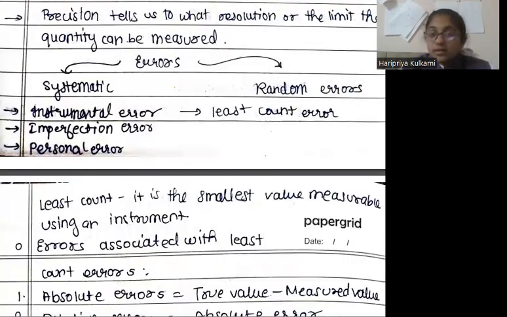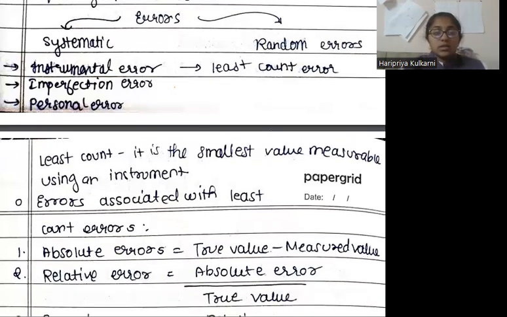Now coming to errors. What are errors? We have two types of errors: systematic errors and random errors. Systematic errors have three types: either an instrumental error, or an imperfection error, or a personal error, right? So what can be these? First is instrumental error. The instrument itself is having some error. So what can be those errors?